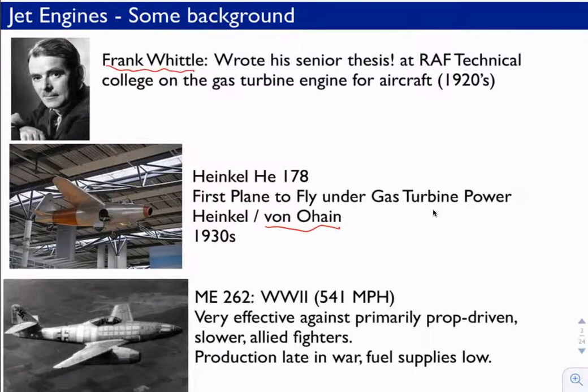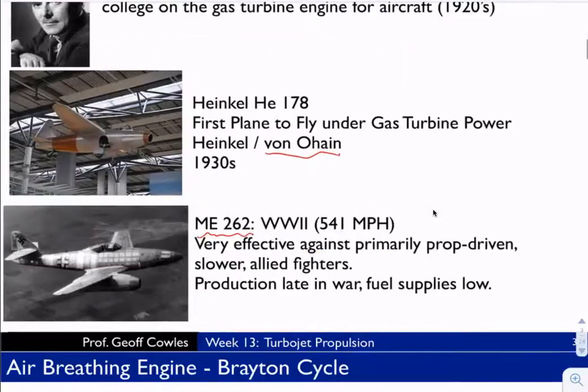The most prominent plane being probably this Messerschmitt 262 that came online towards the end of World War II. And the Germans were short on fuel, but it was highly effective against the Allied aircraft. And this was really the beginning of jet propulsion, still subsonic, but jet propulsion leading to these higher performance vehicles.